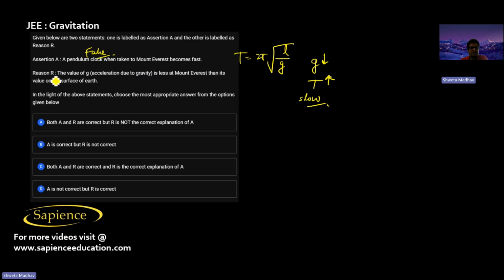Then the reason is: the value of g, acceleration due to gravity, is less at Mount Everest than the value on the surface of Earth, which is true. So the reason is true, and the assertion is false. So therefore, option D is the correct answer, that A is not correct, but R is correct.